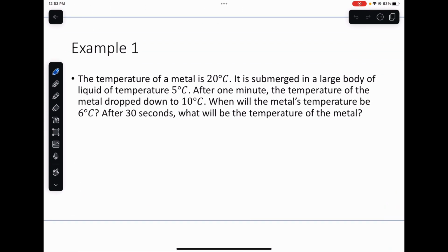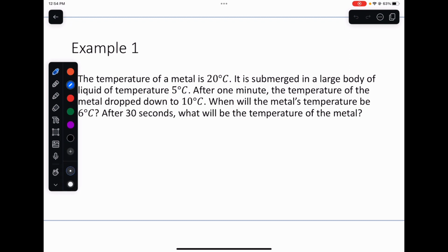The temperature of a metal is 20 degrees Celsius. It is submerged in a large body of liquid of temperature 5 degrees Celsius. After a minute, the temperature of the metal dropped down to 10 degrees Celsius. When will the metal's temperature be 6 degrees Celsius? And after 30 seconds, what will be the temperature of the given metal?